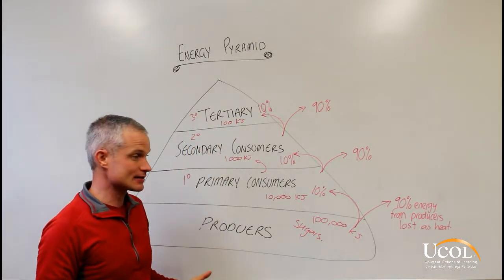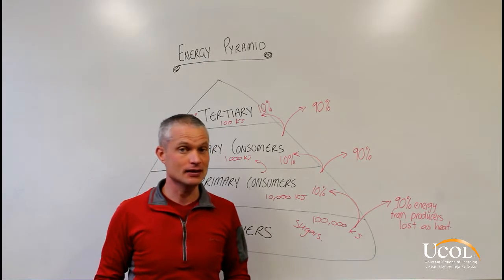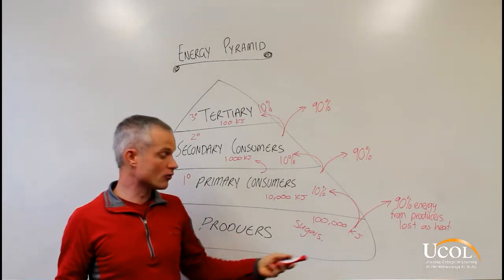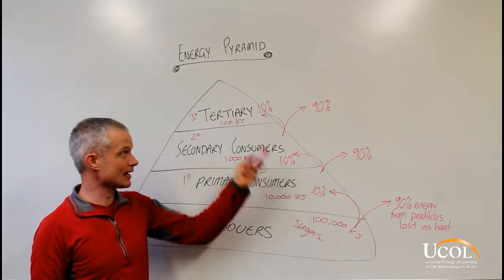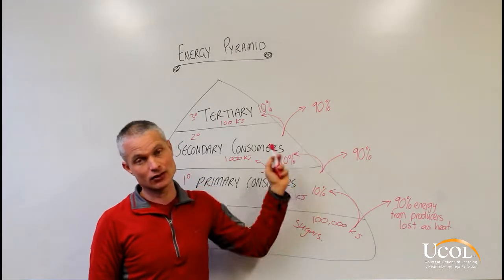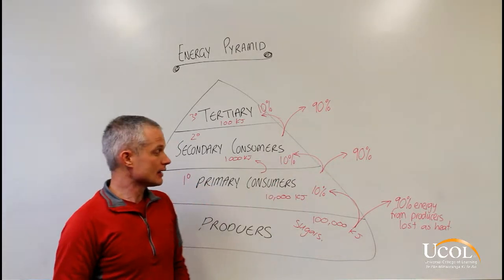And what that means is that in any ecosystem you've got to have a lot more of the producers than you can the animals that are eating the producers, because so much of the energy is being lost as heat each time.